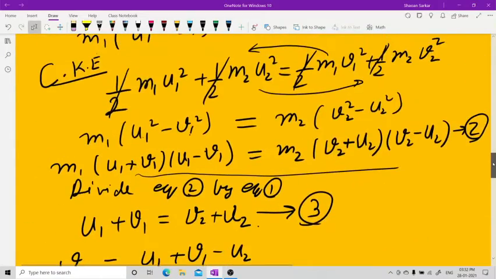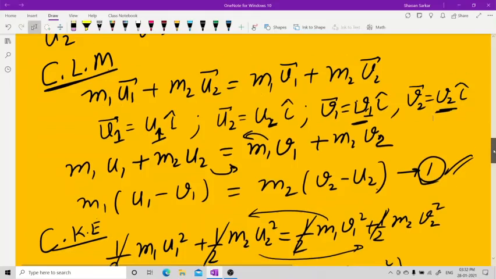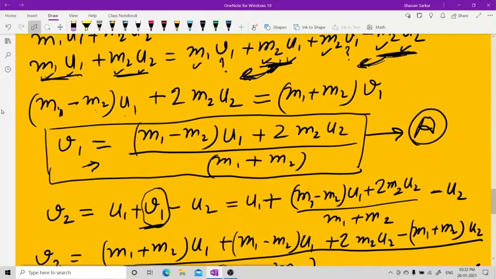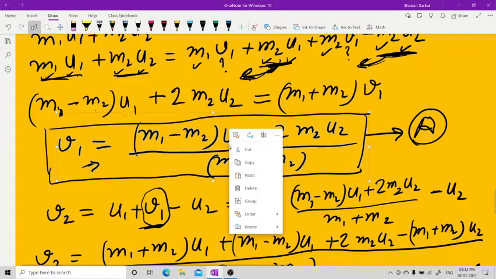Let us rewrite these equations, and then we will do. Let me find this equation. Let me try to copy this expression. Let me copy it.